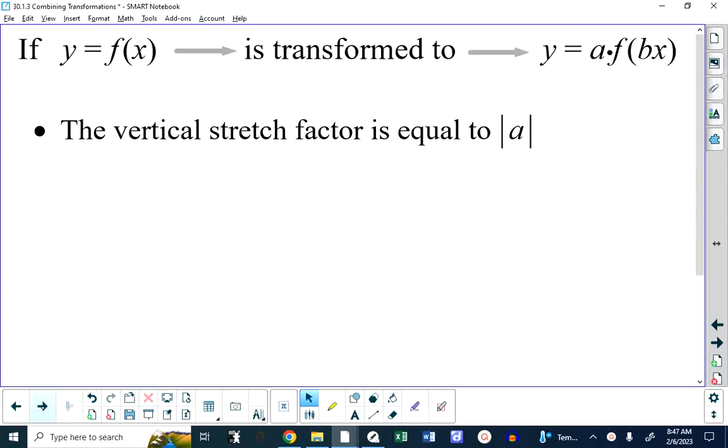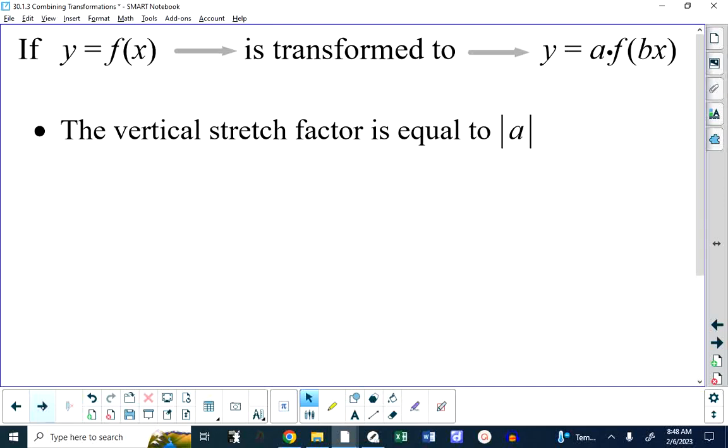And what that means is that every point that's above the x-axis, if the vertical stretch factor is 5, every point above the x-axis will be 5 times further above the x-axis, and every point below the x-axis is going to be 5 times further below the x-axis. So the vertical stretches away from or towards the x-axis.